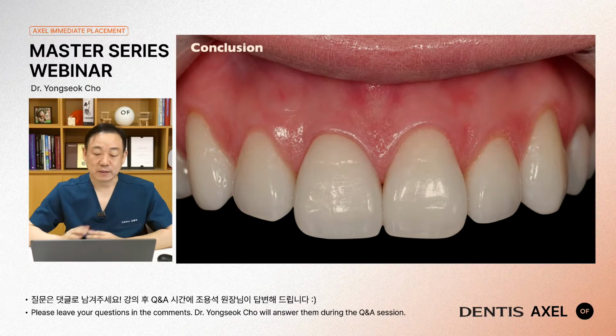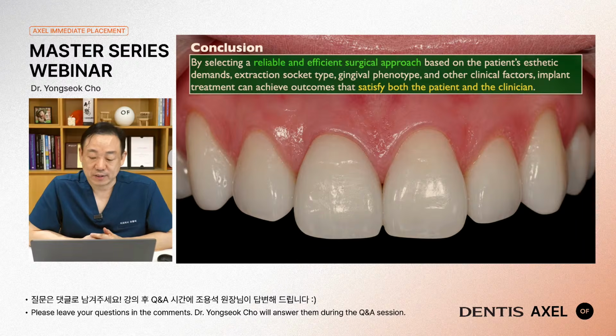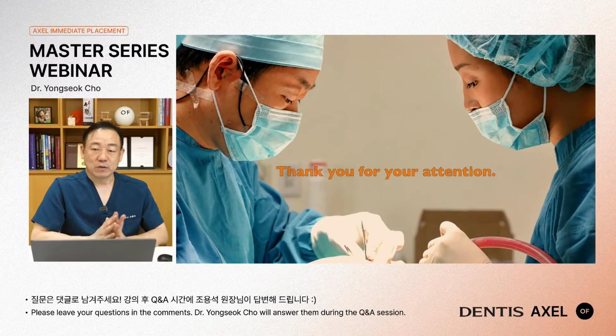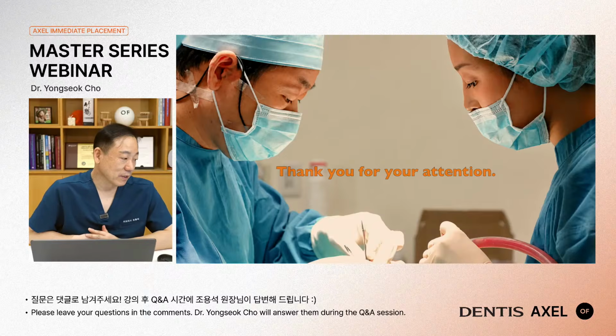Final statement. By selecting a reliable and efficient surgical approach based on the patient's aesthetic demands, extraction socket type, gingival phenotype, and other clinical factors, implant treatment can achieve an outcome that satisfies both the patient and the clinician. Okay, this is my last word. Thank you for your attention. And this is our third session of our webinar.